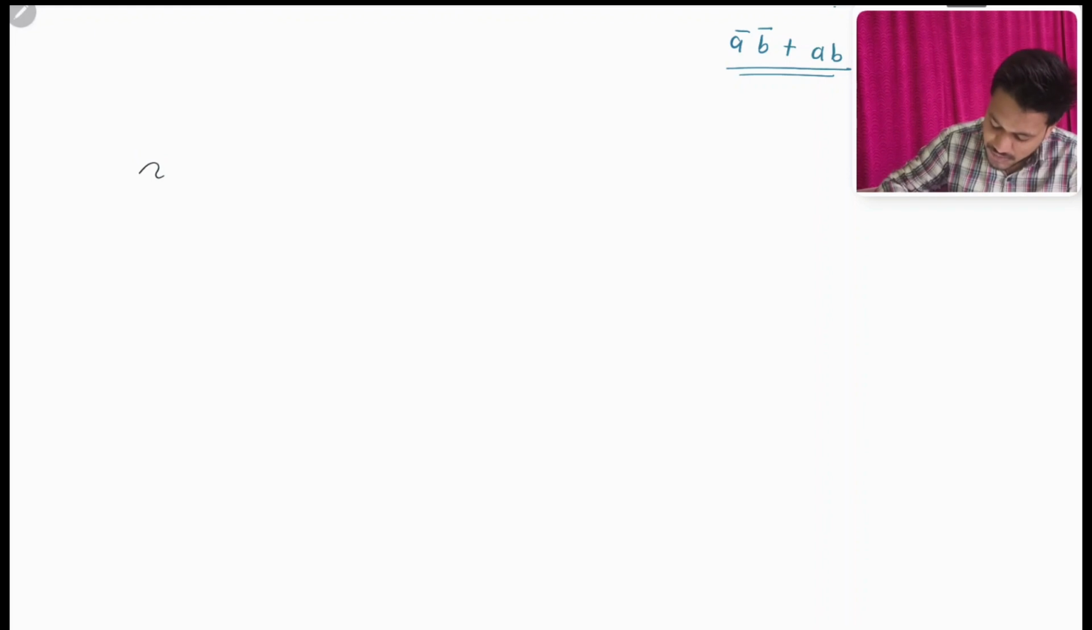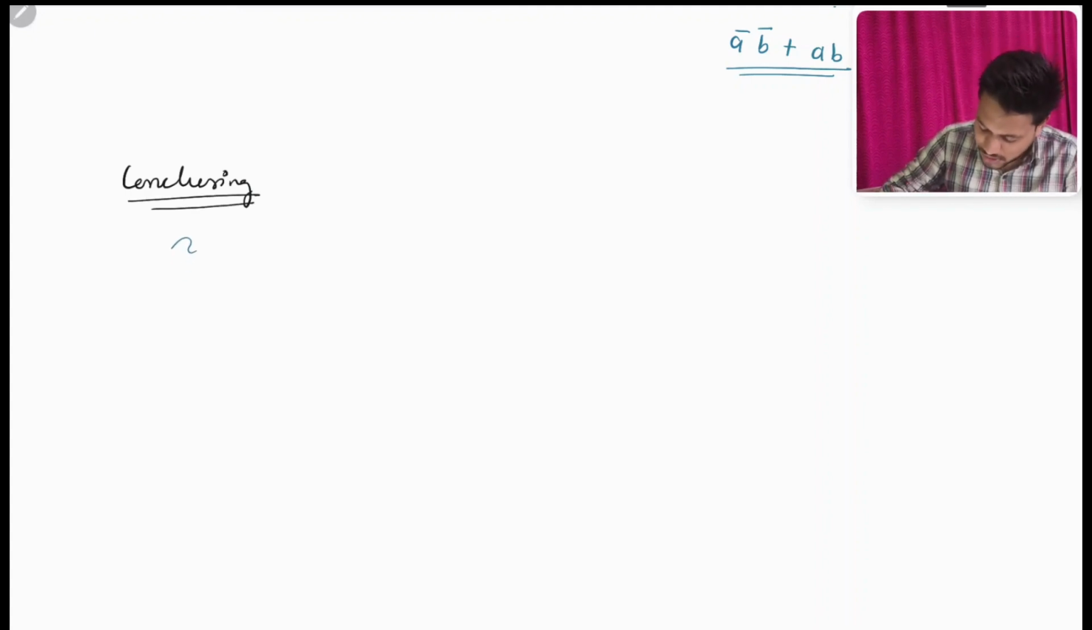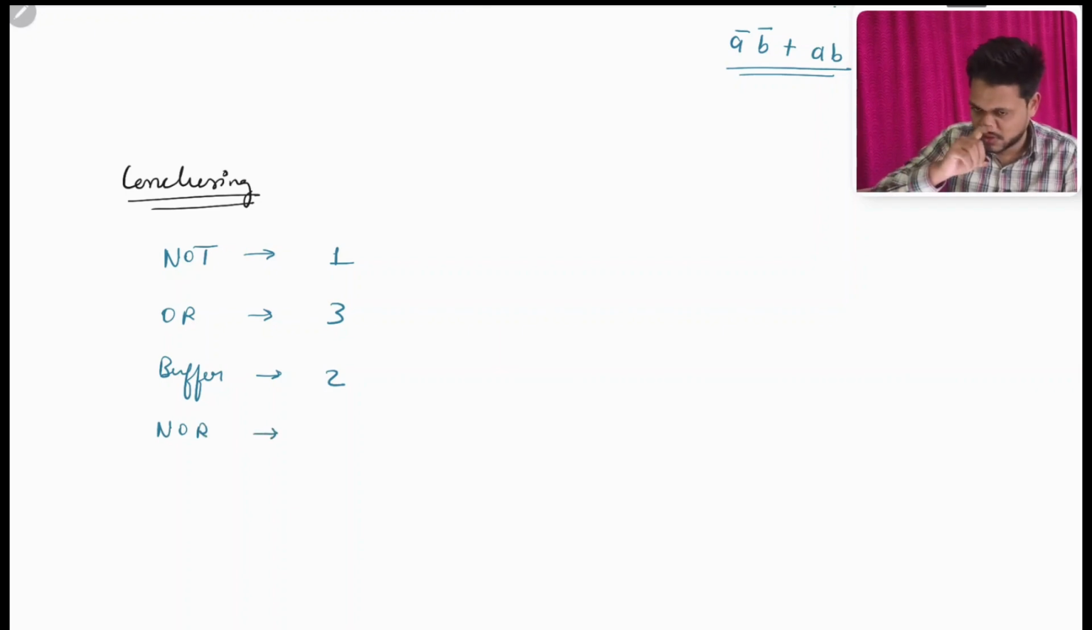So, concluding, for NOT gate we can see only one NAND gate is used. For OR, 3 NAND gates are used. For buffer, 2 NAND gates were used. For NOR, it was 4.